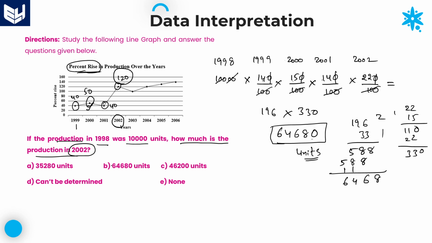Once look at the options. Here option B is the right answer. 64,680 units. Option B is the right answer for this question.